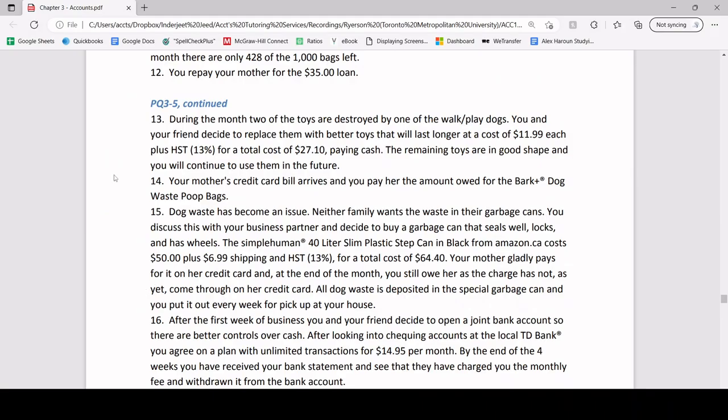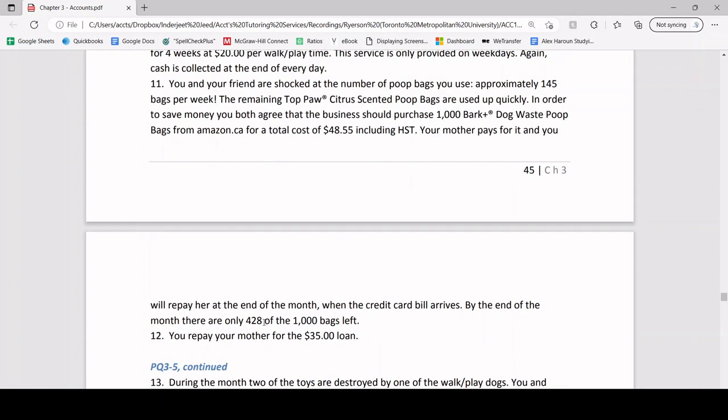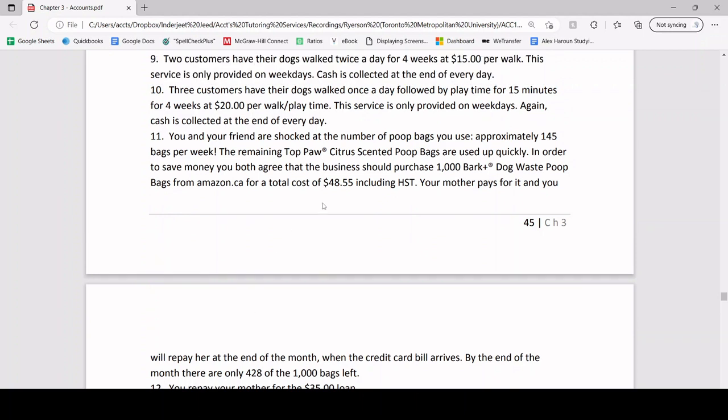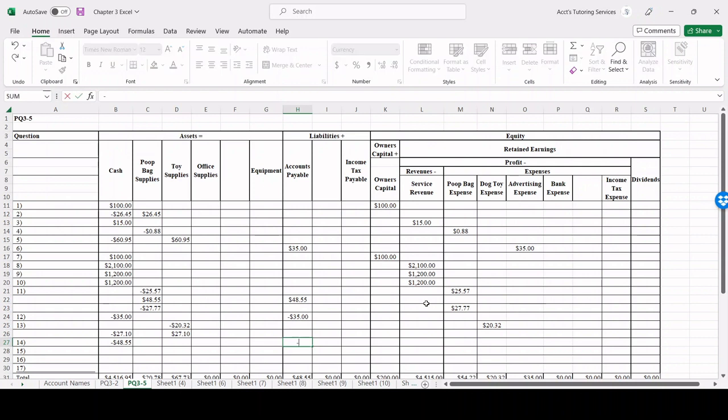Transaction number 14, your mother's credit card bill arrives and you pay her for the amount owed for the Bark Plus dog waste poop bags. So let's go back to this transaction. These bags cost us 48.55. So now we're going to pay her off. And remember, we're going to pay her off with cash. Very important. So we're going to reduce cash by 48.55. And now since our liability or obligation or accounts payable is being decreased, we're going to record this as a negative.